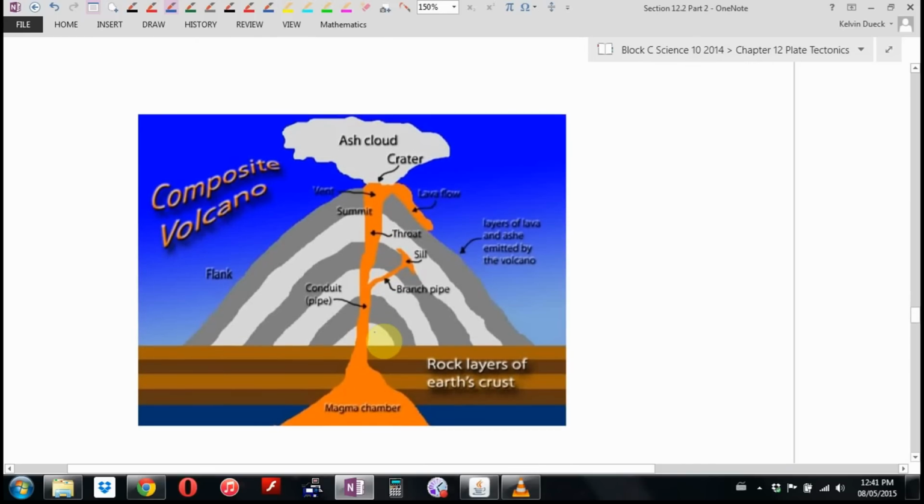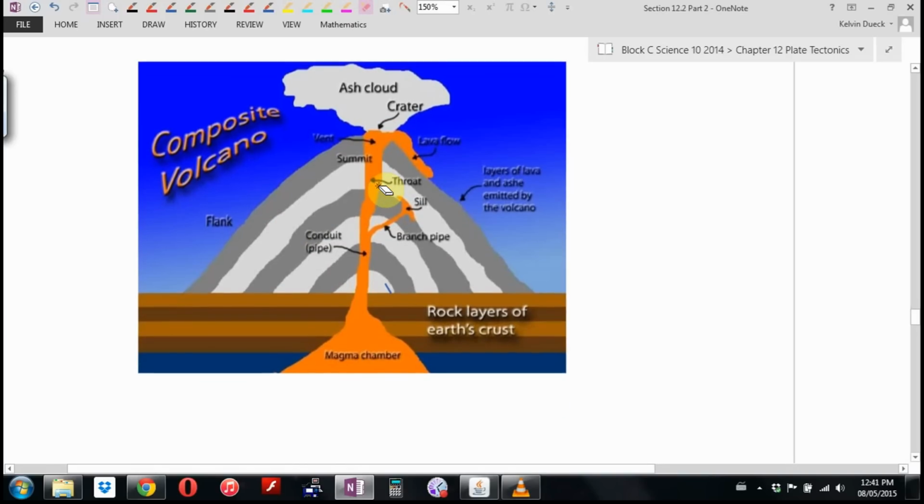They look something like this. Every time there's an eruption, you add an extra layer. Sometimes there's pipes that extend out and can get lava coming from the side instead of from the very top. And then generally at the top you have some kind of a crater. Composite volcano.